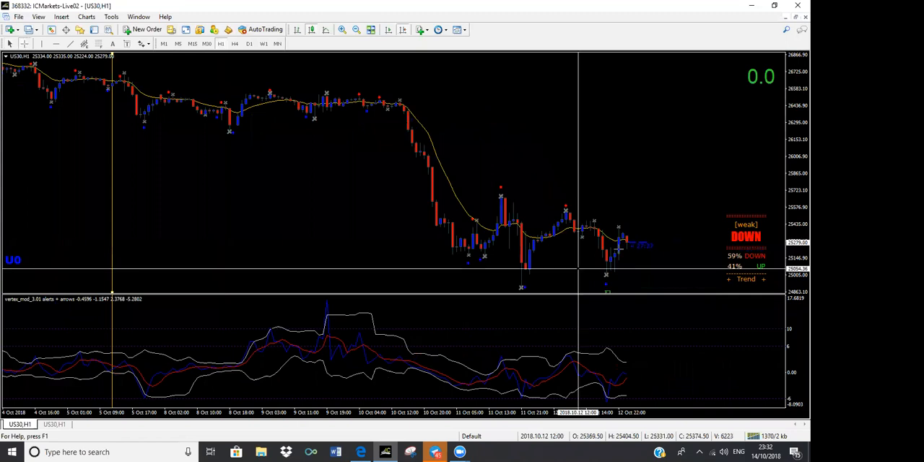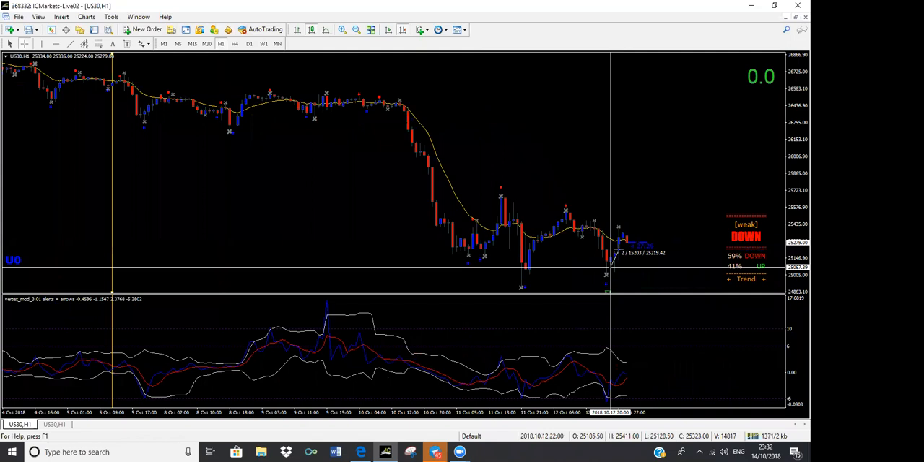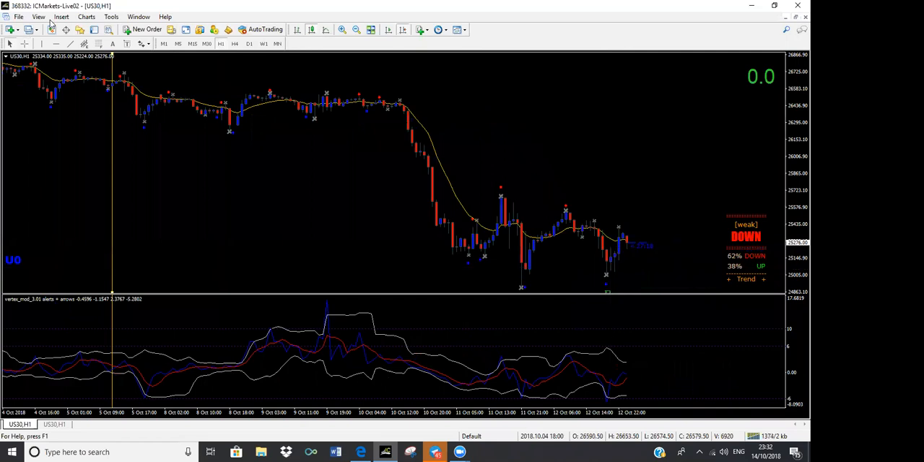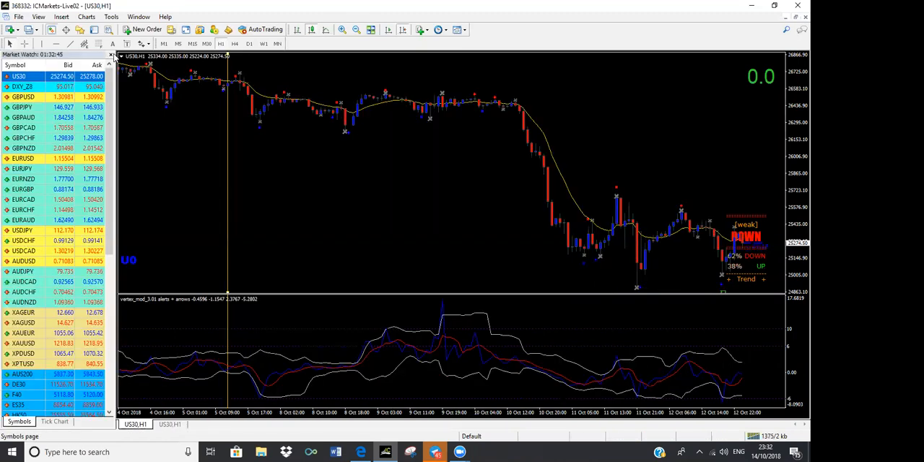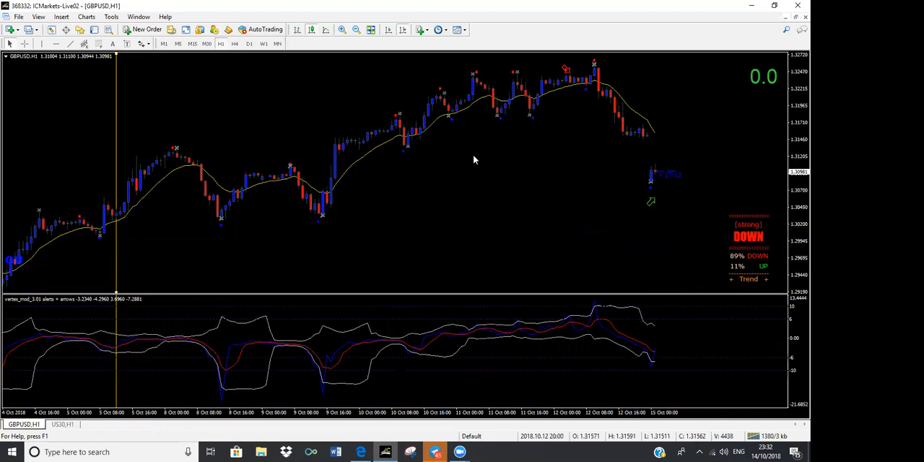Obviously, I'm using normal pairs. This US 30 is not normal, it's a different kind of thing. All right, let's use normal pairs. Right there, 50 pips using this strategy is nothing. If I was to enter there, 50 pips is like a couple of candles away. There, that's 50 pips in 4 hours.